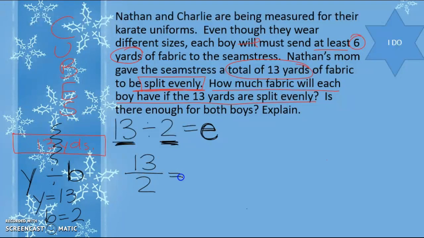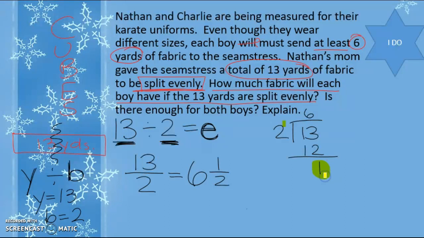Each boy will get 6.5 yards. How do I know that? If I needed to, I could do my division over here to the side. 2 goes into 13 6 times. 6 times 2 is 12, and I have 1 left.